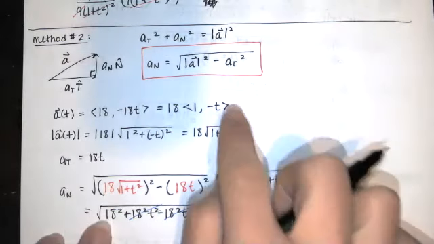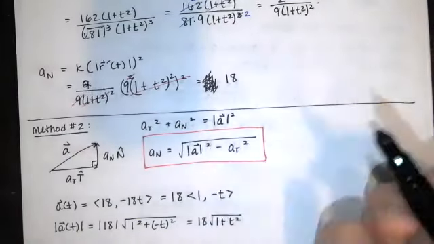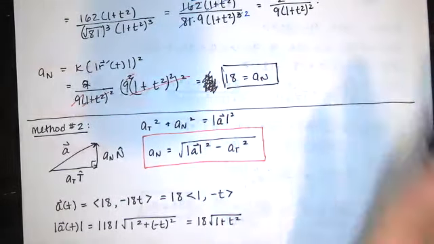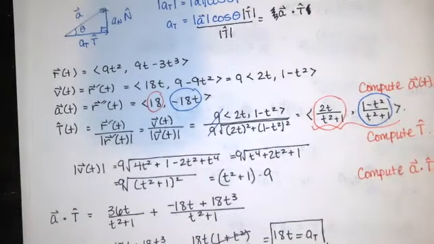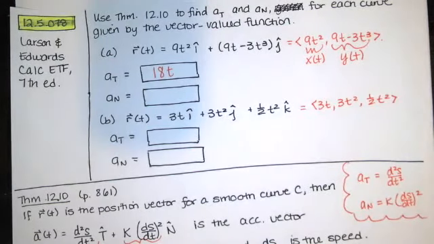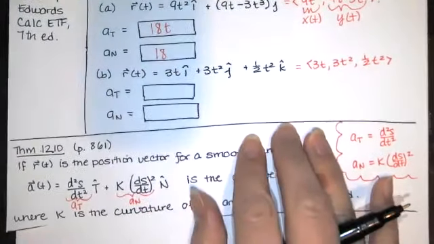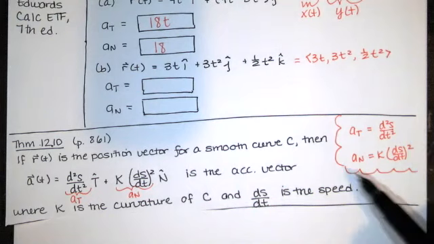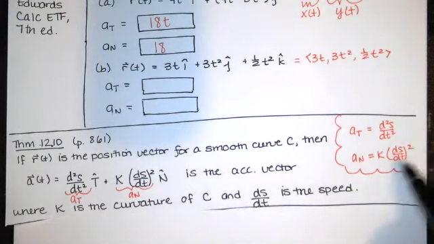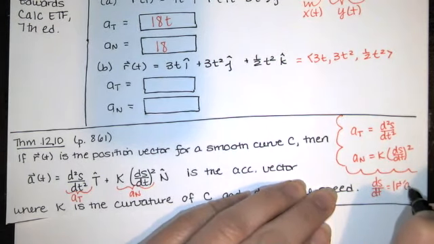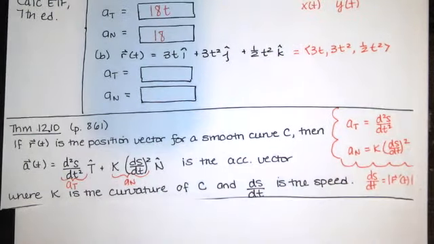I think in this case, this formula was much faster. But either way, we got an a sub n of 18. So just like I mentioned, you've got multiple ways to find these results to answer these questions. I give you one formula for a sub t and a sub n. The textbook authors were suggesting that you use these formulas instead. And these are not difficult to do as long as you remember that ds dt is actually the speed, that's the magnitude of the velocity vector.